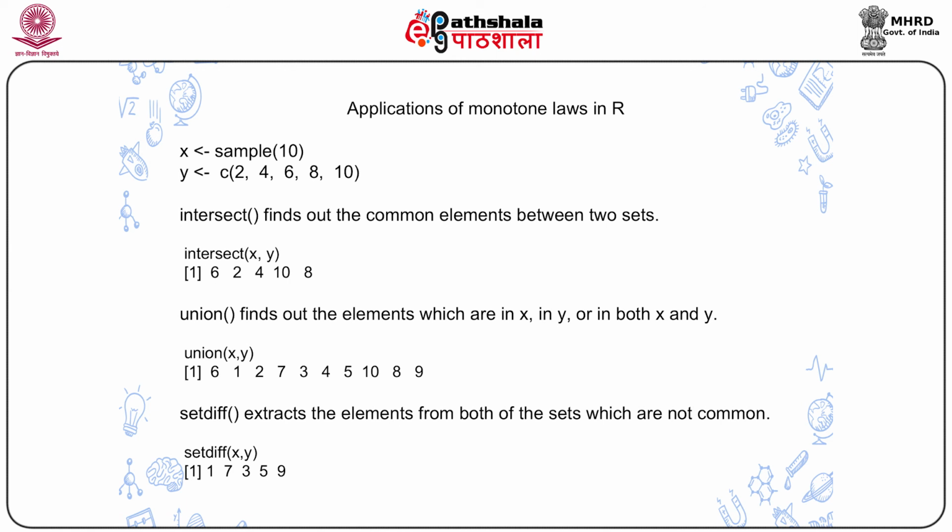Now, we will discuss another function which is called union. This is a function which finds out the elements which are in x or y or in both x and y. So, if you write union of x, y, the output will be like this as expected. Here, basically x is the superset and y is the subset of x. So, union of x and y will actually give us the elements of x. So, here is the union of x and y and here is the output.